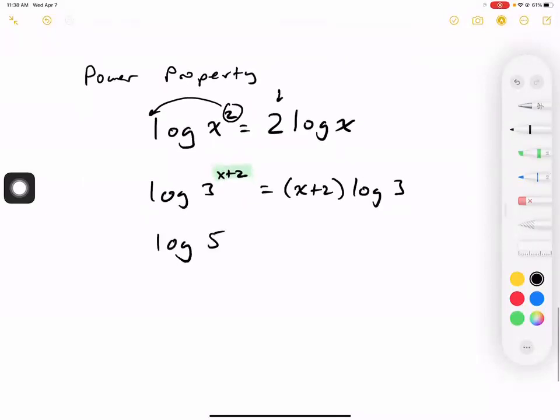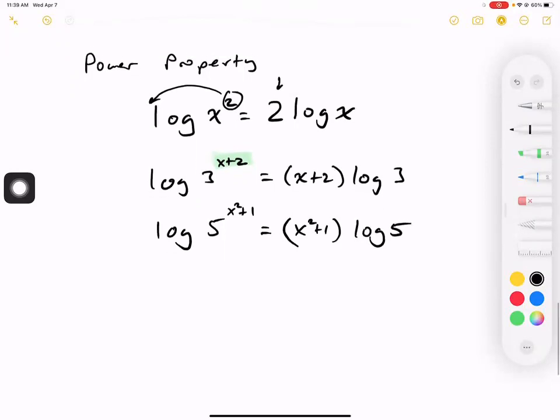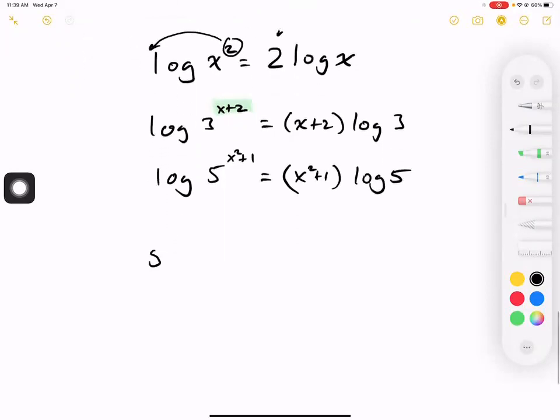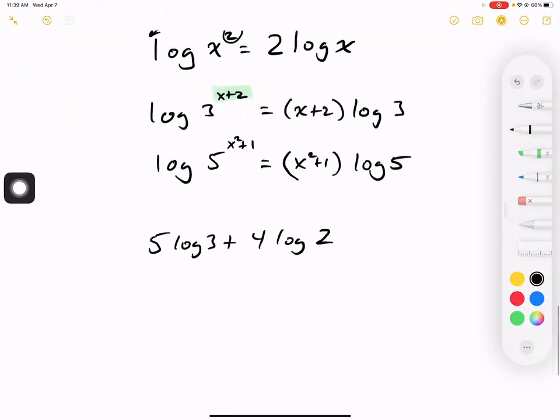Log of 5 to the x squared plus 1. That's x squared plus 1. It doesn't matter what's going on there. It always brings down the exponent. It goes backwards too. If I have a number 5 log 3 plus 4 log 2, okay, we can rewrite this.